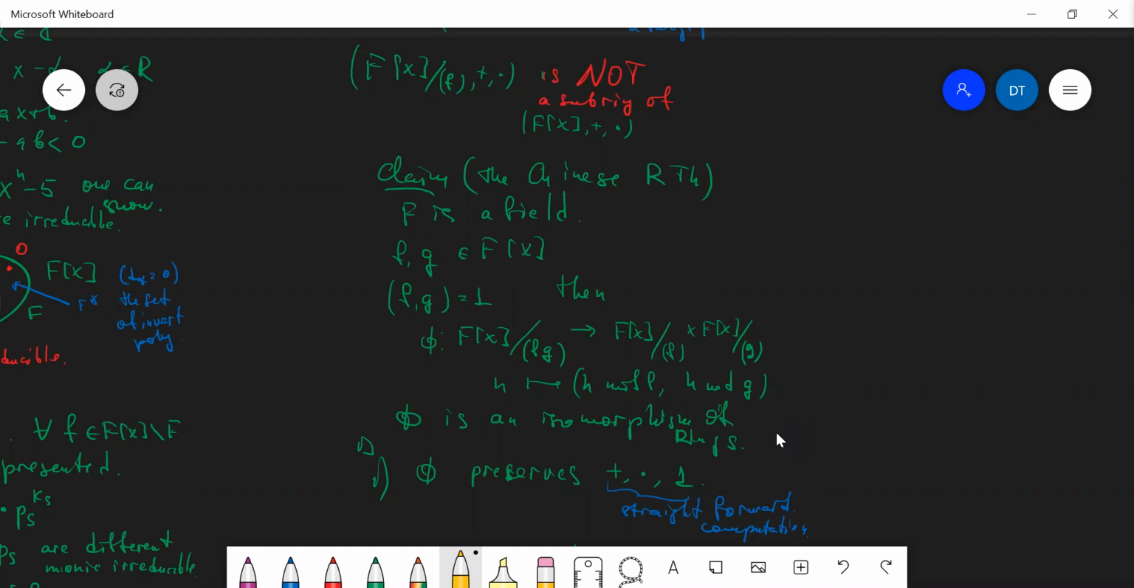So this is what the claim states. I see.